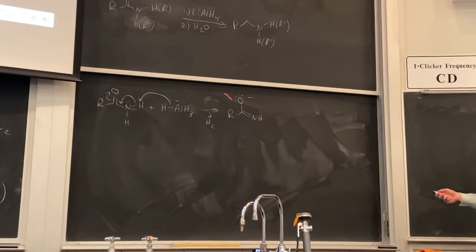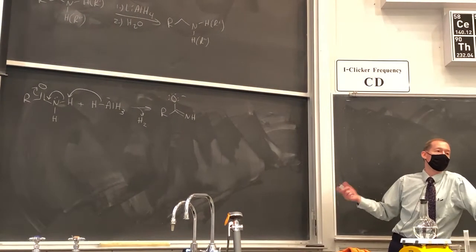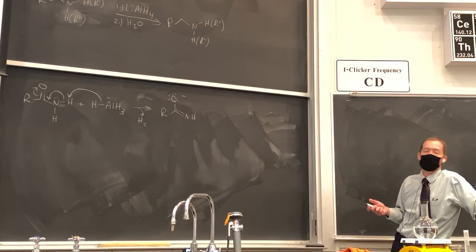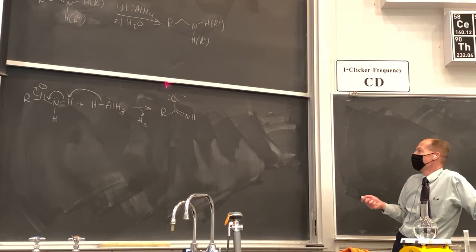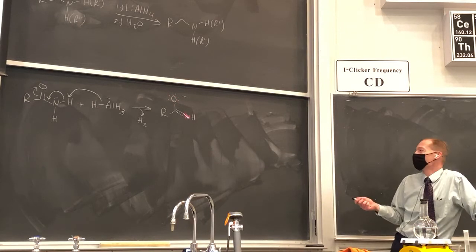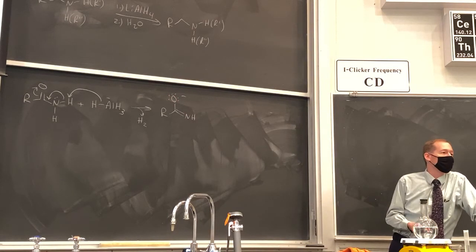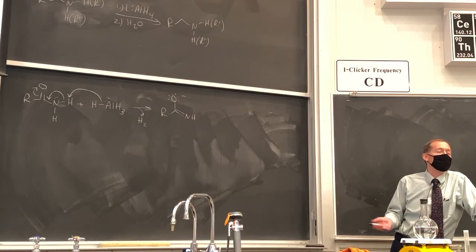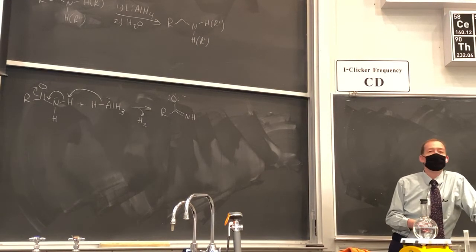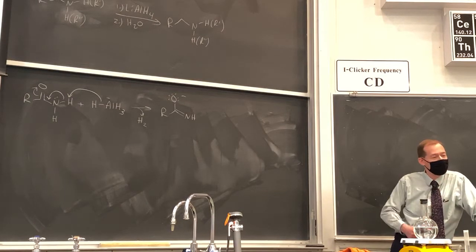Now, this is an allylic anion. It has a resonance structure. We could have drawn the carbon-oxygen double bond and the negative charge on nitrogen. Why did I draw it this way? Why did I draw this resonance structure instead of the other one? Something about which atom bears the negative charge? Does that jog some memories? Yes, Grace?